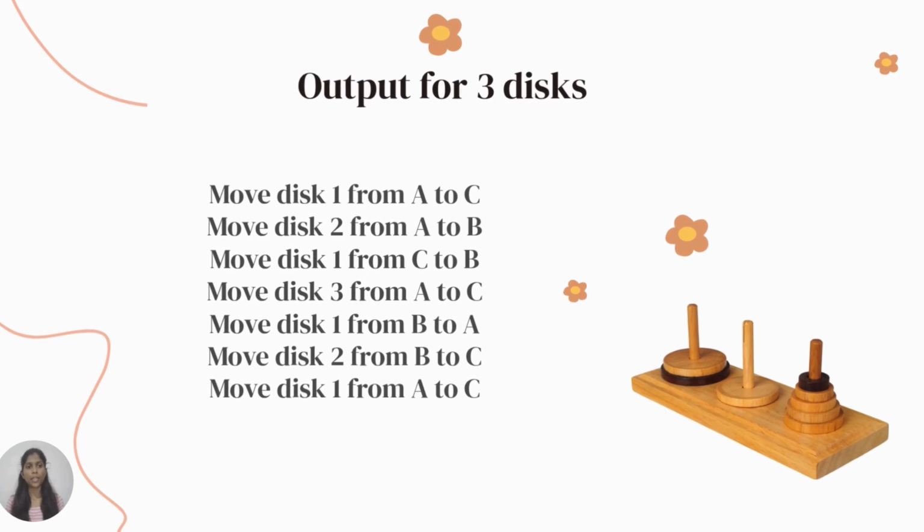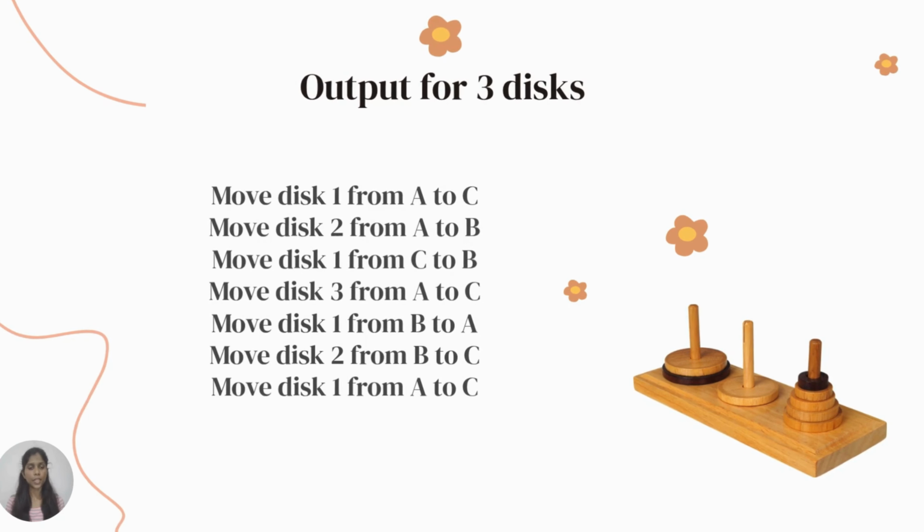Here is what the output looks like when we run the program for 3 disks. Move disk 1 from A to C, move disk 2 from A to B, move disk 1 from C to B, move disk 3 from A to C, move disk 1 from B to A, move disk 2 from B to C, and then move disk 1 from A to C.